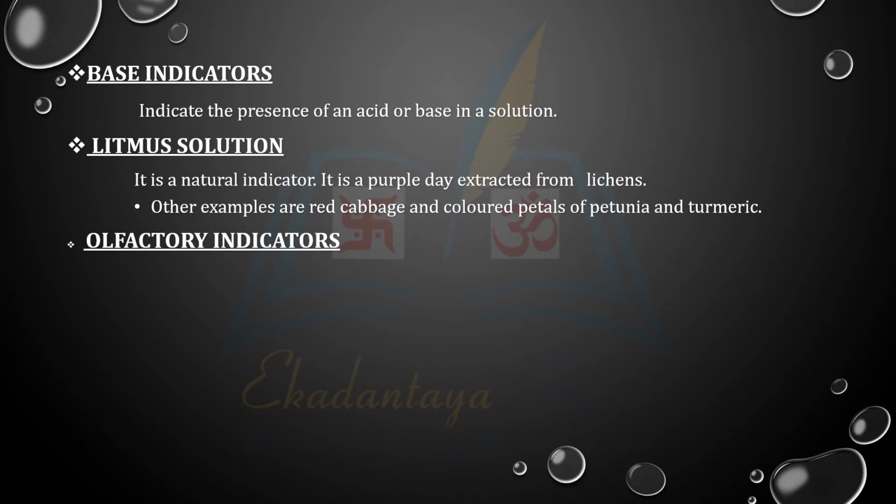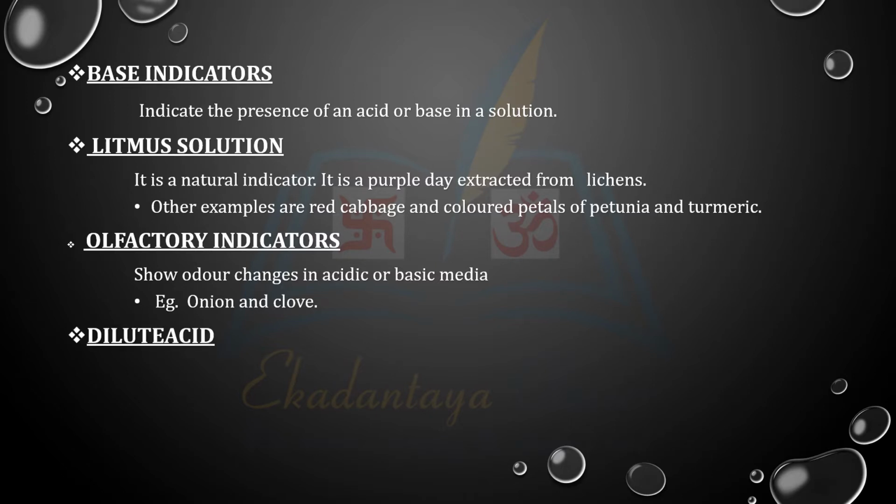What are olfactory indicators? Olfactory indicators show odor change in acidic or basic media. Example, onion and clove. What is a dilute solution? It is a solution that contains only a small amount of acid and a large amount of water.